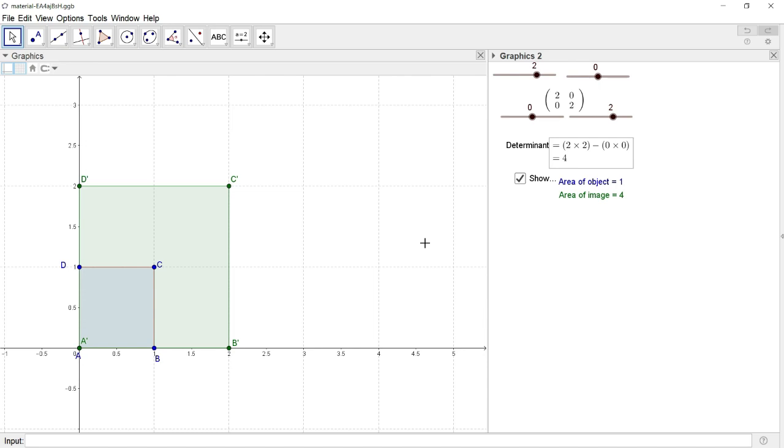What will happen if you change the element a to 1?